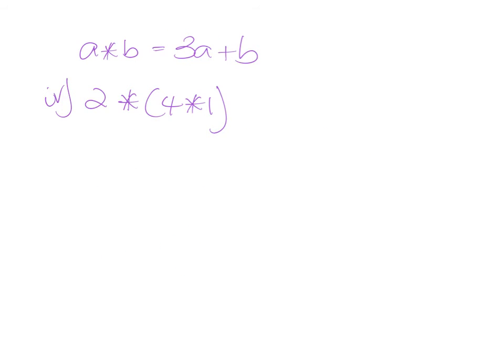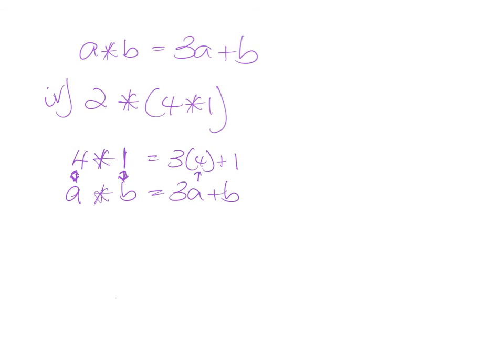Okay, so let's look at another example. Using the same question, A star B is equal to 3A plus B. We have 2 star open brackets, 4 star 1 close brackets. So the first thing we're going to do is work out the brackets. So we're going to work out 4 star 1. And we write down the formula. So 4 is lining up with A and B is lining up with 1. So we'll do the same thing on the next side. So we get 3 by 4 plus 1. A is 4 and B is 1. So we'll get 12 plus 1, which will give us 13.